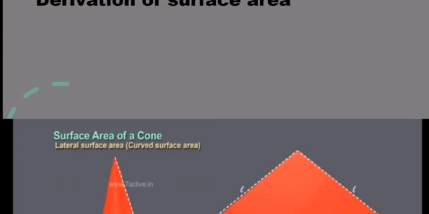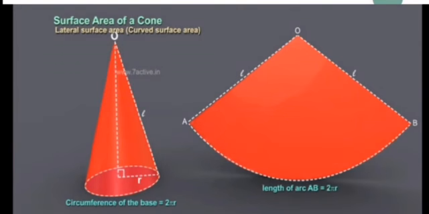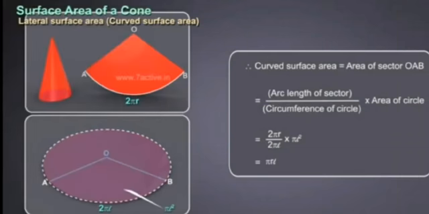Now we will find the derivation of the surface area of the cone. If a perpendicular cut is made from a point on the circumference of the base to the vertex and the cone is opened out, then the radius of the sector formed is L. Since the circumference of the base of the cone is 2 pi r, therefore the arc length AB of the sector of circle is also 2 pi r. Therefore, curved surface area is equal to area of sector OAB, which is equal to arc length of sector upon circumference of circle multiplied by area of circle, which is equal to 2 pi r upon 2 pi l multiplied by pi l square, which is equal to pi r l.